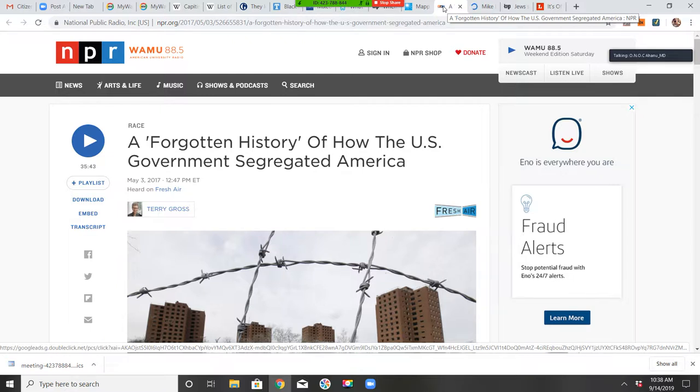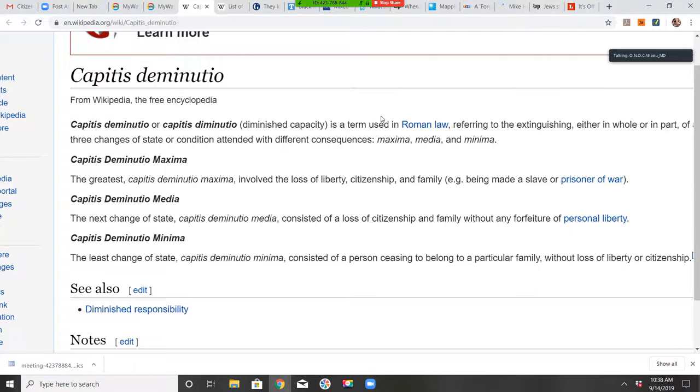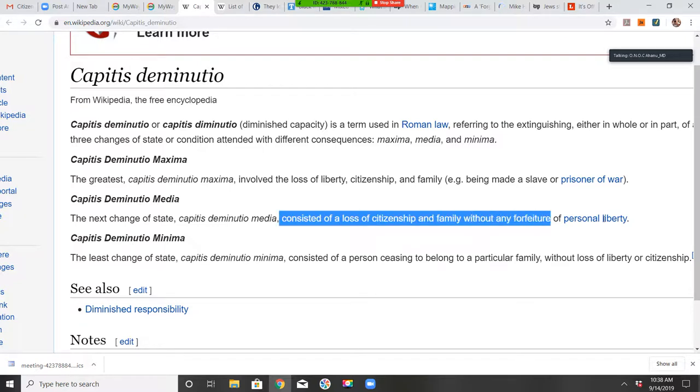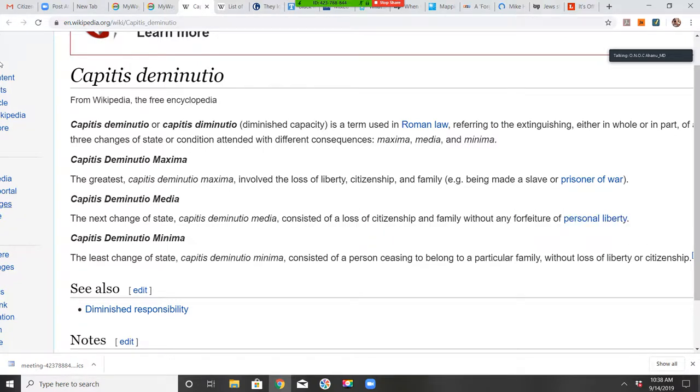What? Okay. Yeah. So, okay, now here we go. Now, what I've been trying to explain to you is that as a Black person, you're not a citizen either. What I'm trying to explain to you is the exact position that you find yourself in when you're Black. You are in the middle. It's called capitis diminutio media. It consists of a loss of citizenship and family name without the forfeiture of personal liberty. You have personal liberty, but you are an exploited class. The reason why you can be exploited is because you're not a citizen.